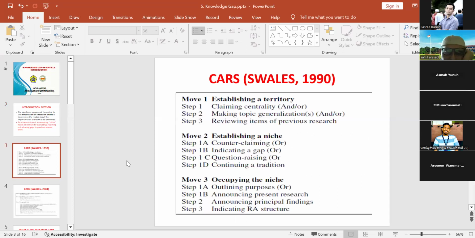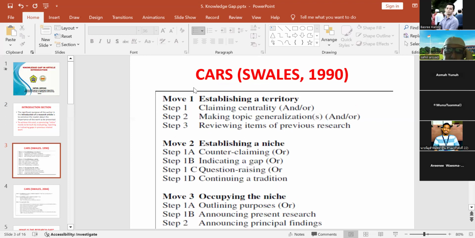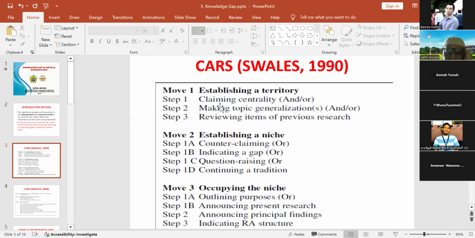Okay, we look again at the model of research article introduction by Swales, which is called CARS. CARS stands for Creating a Research Space. At the beginning we address a centrality claim. Why is the topic important or necessary? Whether or not the topic is new, whether or not the topic is popular, or what is the problem about the topic. If there is no problem, why do we need to study it? Especially in social sciences, research is based on problem. But the problem can be from a real world problem, or from a research world problem.